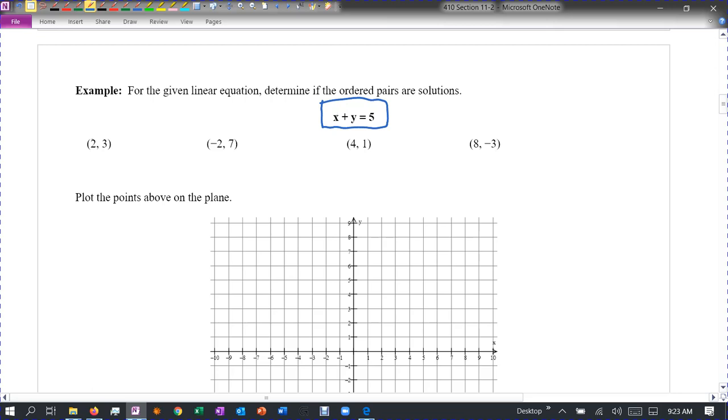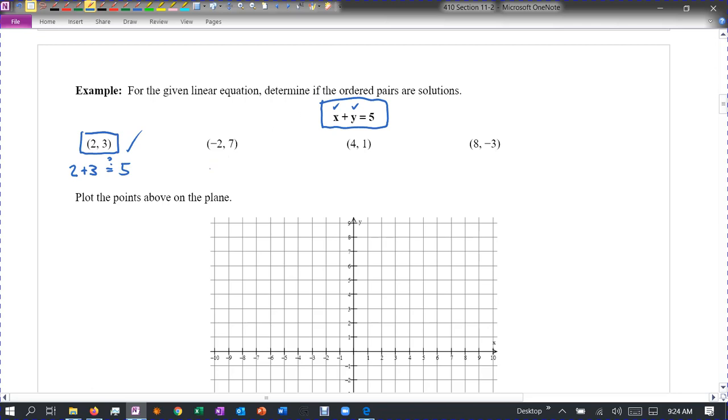So let me try this first one. Remember, I'm replacing the x with 2 and the y with 3. So let's write that down. It'll be 2 plus 3. Does that equal 5? Yes, it does. So this is a solution.